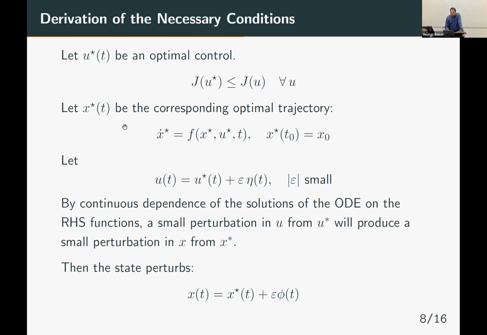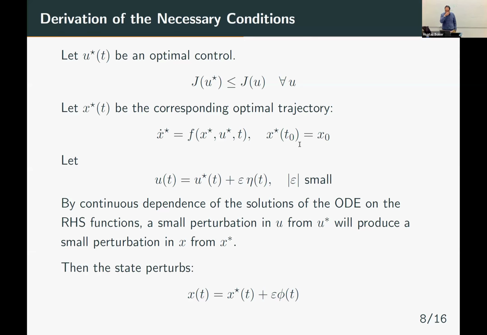Let X star be the corresponding optimal trajectory. You take X star and U star and apply them to the system, and the system will evolve according to this differential equation: X star dot is equal to f of X star, U star, t, with the initial condition. Now let's start the variational approach.